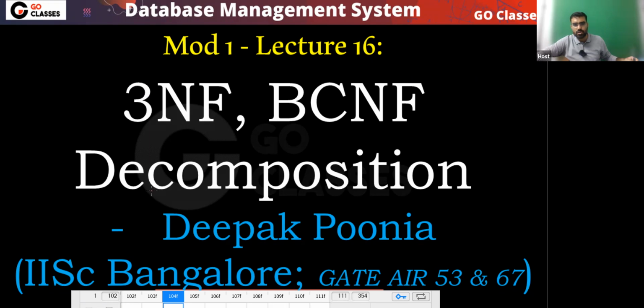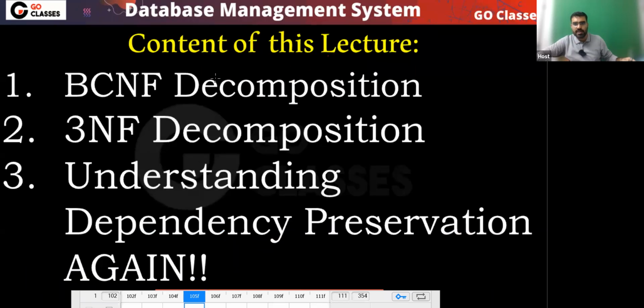If your relation is not in 3NF, if your relation is not in BCNF, then how can you decompose that relation into BCNF relations? How can you decompose that relation into 3NF relations? So we will study these algorithms. The content of this lecture is BCNF decomposition, 3NF decomposition, and understanding dependency preservation.